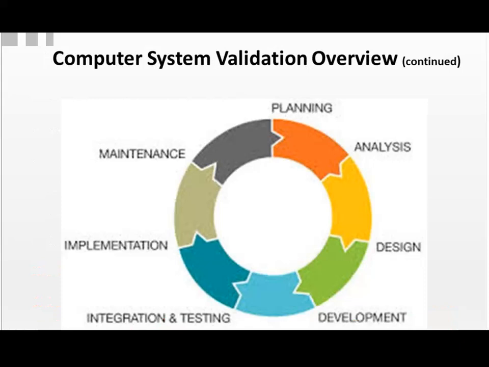And as you can see with the computer system life cycle, you start with your planning, analysis, design, development, integration, and testing, and you implement your system and put it into production. But on the upper left side, when you go into maintenance mode, there are still some things you have to do to make sure that you are maintaining your system in a validated state. And this should be guided by specific policies and procedures for that purpose.